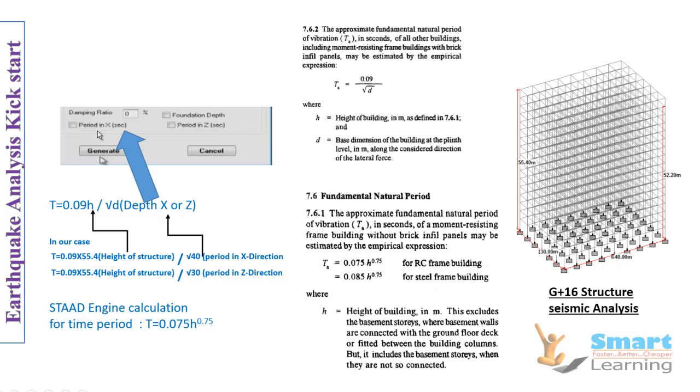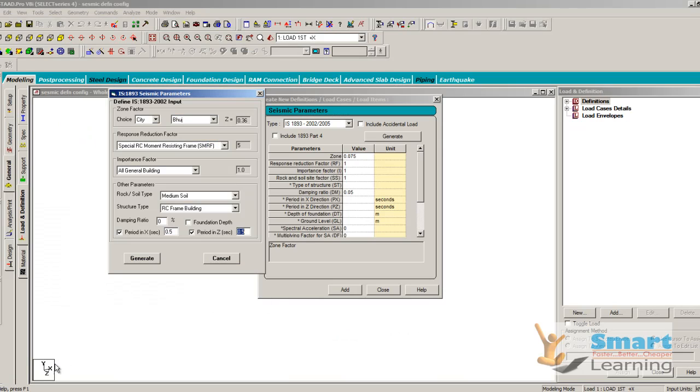So here you can see the period x and period z, along the x direction and along the z direction. When you are going to compute, you have to use the formulas as per the IS code. This particular formula says 0.09 h divided by root over d. This d is the depth. When you are computing the period for the x direction, you are going to take the x direction length, and when you are going for the z direction, this is the z direction length. So if you look inside the structure, you can clearly see this is the x direction and this is the z direction.